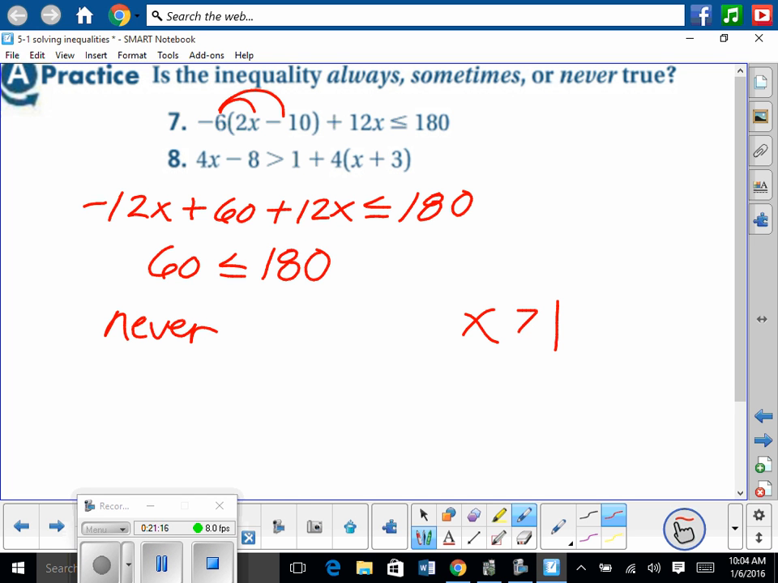Something like this, sometimes, because it just depends on the x values. Like this, if you got this as an answer, it's not a true or untrue statement, right? But it just depends on which x value you put in, to make it true or not. So that's why it's sometimes. Does that make sense? Okay, good questions. All right, very good.